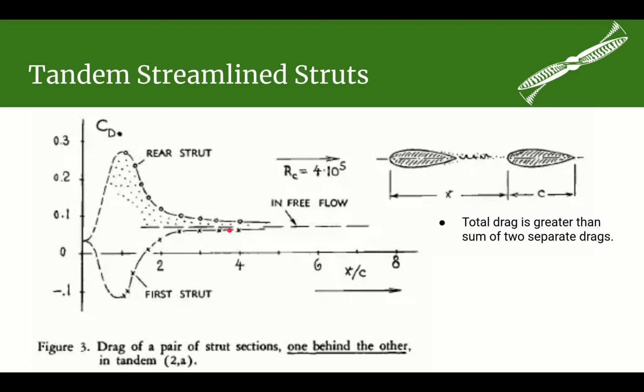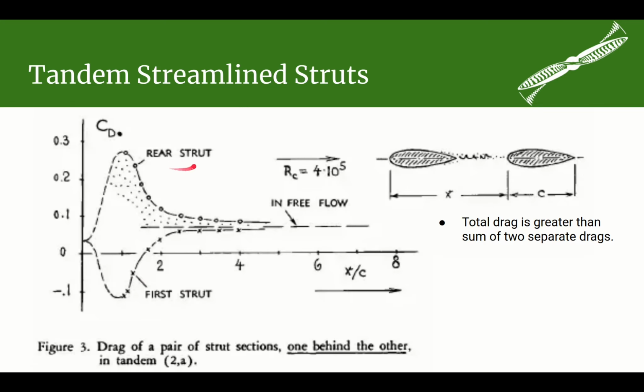Now this dashed line here is the drag for one strut when it's by itself in the airflow. So if they're at least 3x apart, so the distance from leading edge to leading edge is 3 times the chord of one of these struts, it's just a little bit less than the free flow. So there's just slightly reduced drag on this front strut.